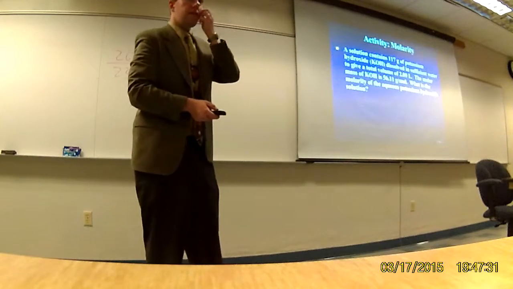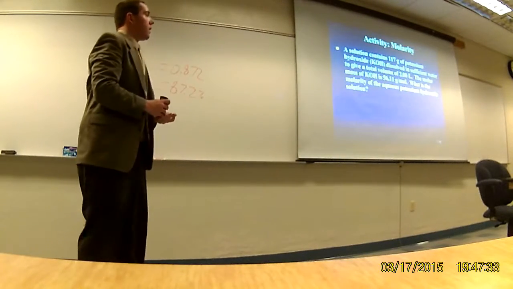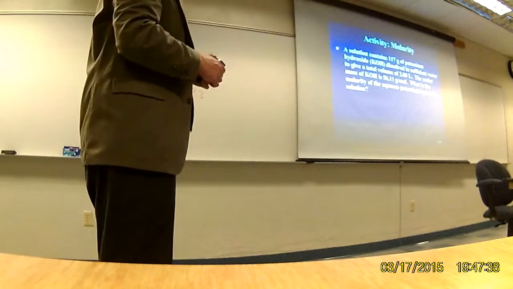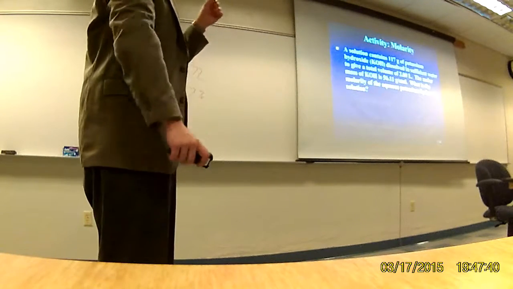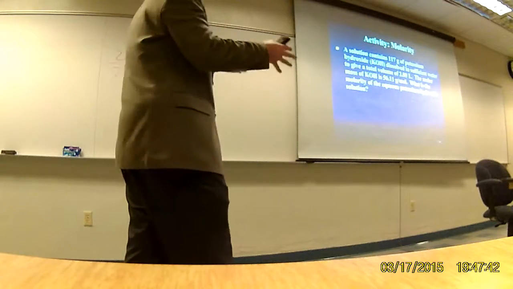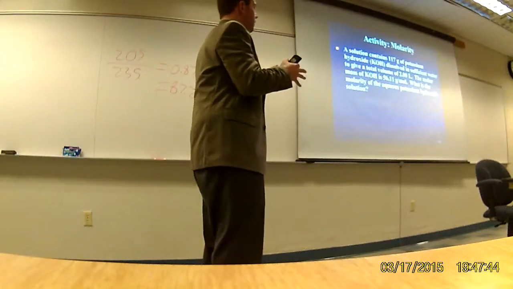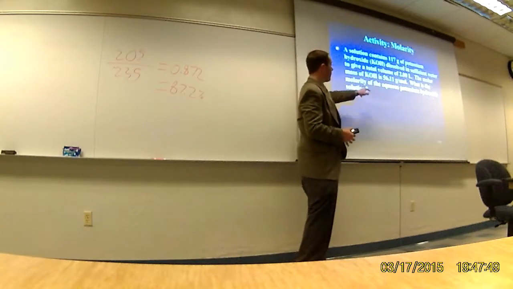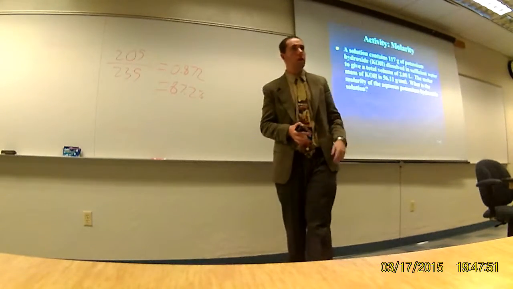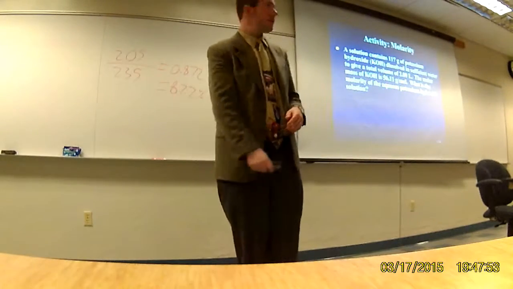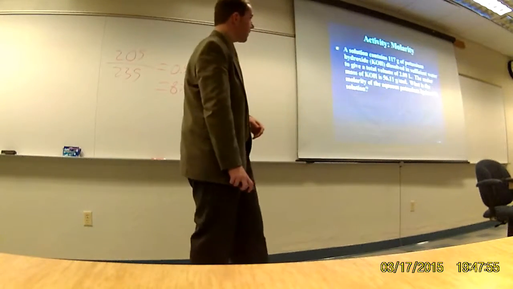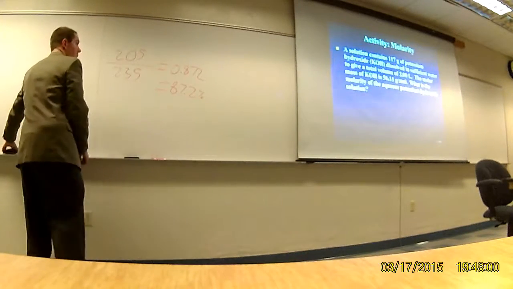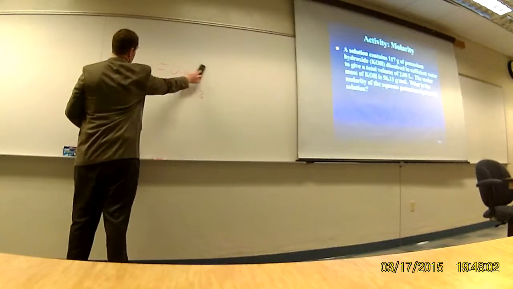Here's an example, calculating molarity. We have a solution that has 117 grams of potassium hydroxide dissolved in enough water to give us a total volume of 2.00 liters. This is telling us that the molar mass of potassium hydroxide is 56.11, so we don't have to calculate it ourselves. What is the molarity of the aqueous potassium hydroxide solution?